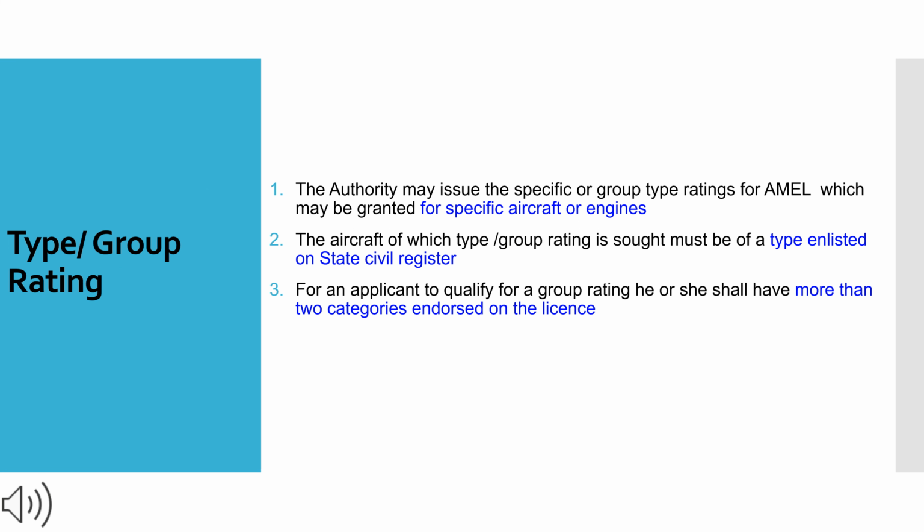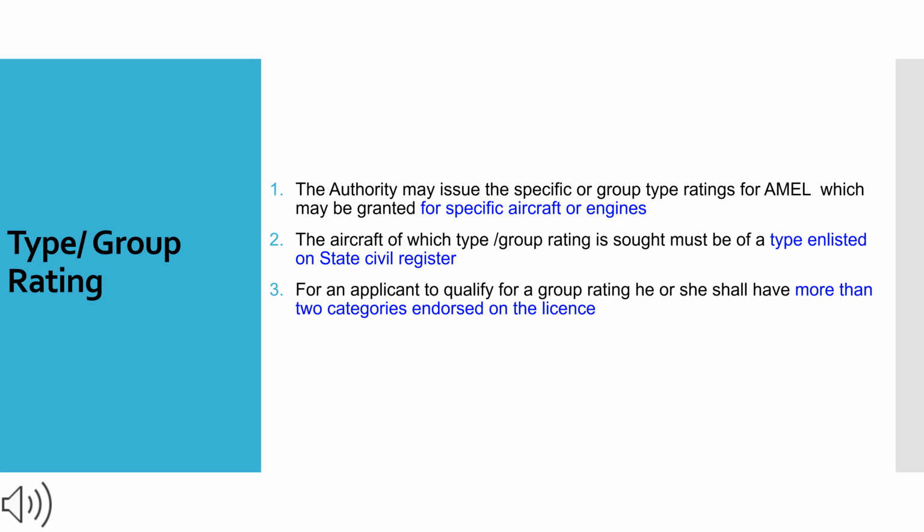Type or group rating. The authority may issue the specific or group type ratings for aircraft maintenance engineer license, which may be granted for specific aircraft or engines. For example, the authority may issue a type rating on the Cessna Caravan 208B, the type rating on the De Havilland Canada DHC Q400, or the type rating on the Boeing 787-8 or -9 aircraft. Also, the authority may issue a type rating on the Pratt & Whitney PT6A engine or other engines.